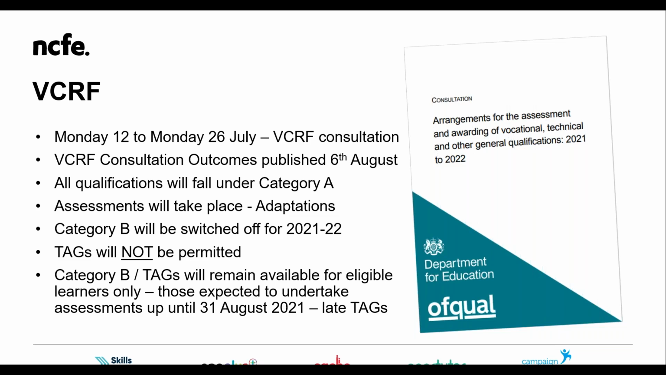So Category B will be switched off from the 1st of September 2021, meaning this will not apply to any new qualifications in this next academic session, but the provisions will remain in place for anybody submitting late teacher assessed grades or TAGs for eligible learners who were expected to complete in the summer or complete assessments last session within the eligibility window up until the 31st of August 2021. So it goes some way to recognise that some TAGs, teacher assessed grades, may be submitted late, and it makes provisions to support this.